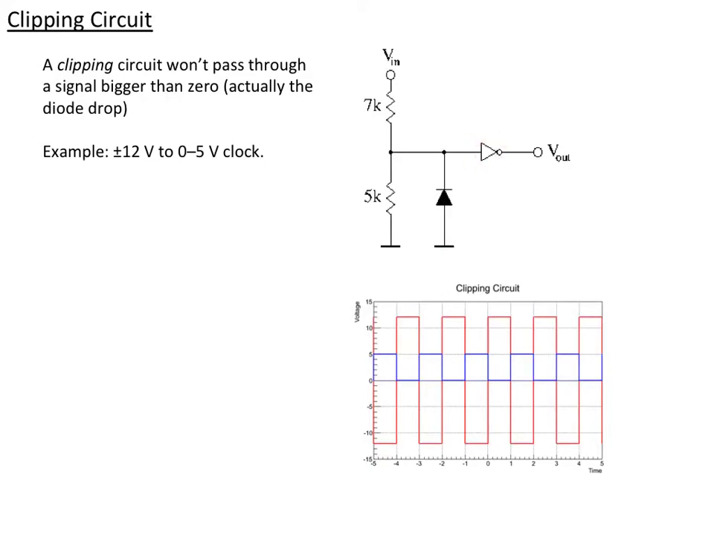I run it through a logic inverter, which takes that minus 0.7 and says, oh, that's a 0, makes it 5 volts. And it takes the 5 volts and says, oh, that's a 1, makes it a 0, and I go exactly 5 volts to 0 volts. So basically the clipping part of the circuit gets me close to what I want, and then I clean it up with my digital inverter.